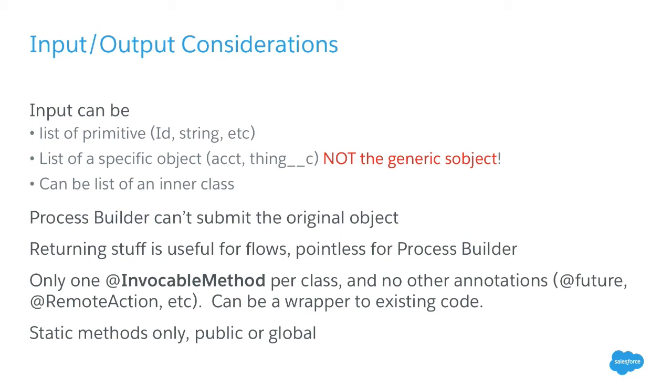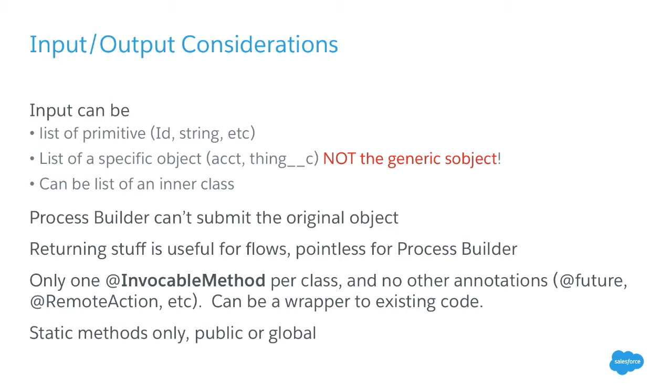All of the methods that I have in here are public static void. They don't return anything, okay? Because ProcessBuilder can't do anything with that return. Flows can. So if you're building something that may be used in a flow, and you might assign that variable and use it in the next step of the flow, feel free to return something. It won't break ProcessBuilder, but it doesn't do anything in ProcessBuilder, okay?